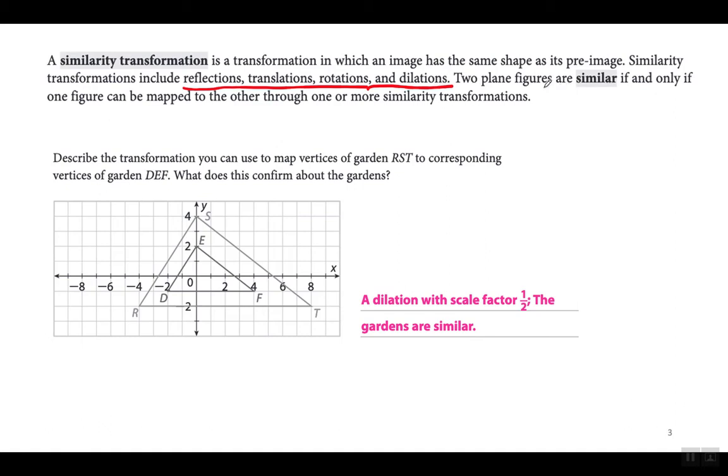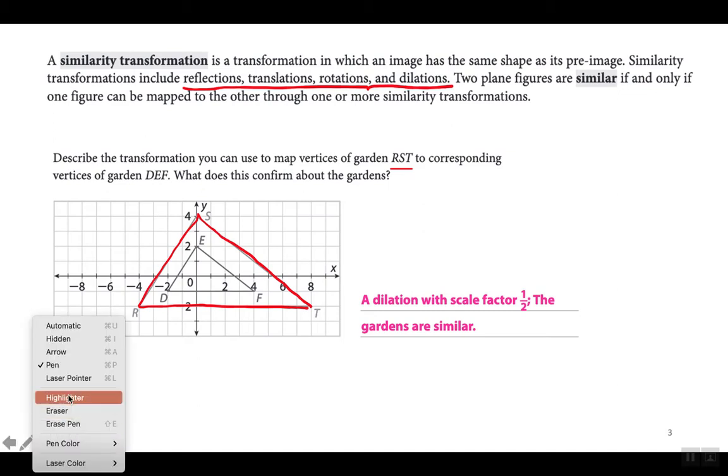Two plane figures are similar if and only if one figure can be mapped to the other through one or more similarity transformations. All right, so in this example here, it says describe the transformation you can use to map vertices of garden RST. They're talking about a garden, but they should have used the word triangle. Basically triangle RST, which is the big one, to map triangle RST to the corresponding vertices of triangle DEF.